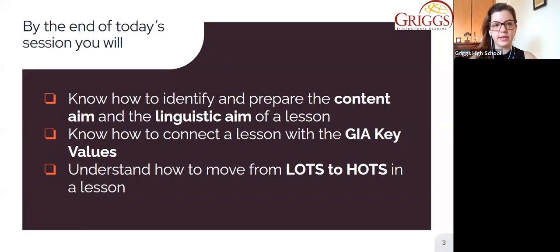By the end of today's session, you will know how to identify and prepare the content aim and the linguistic aim of a lesson, know how to connect a lesson with the GIA key values, and understand how to move from LOTS to HOTS in a lesson.